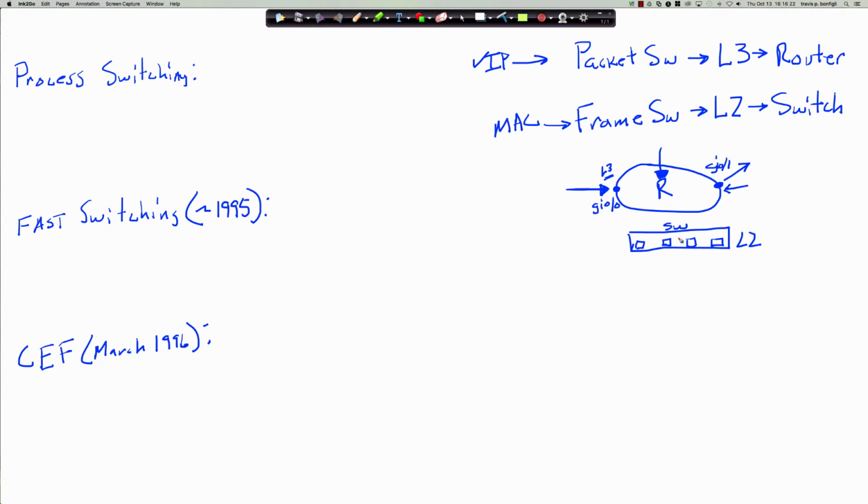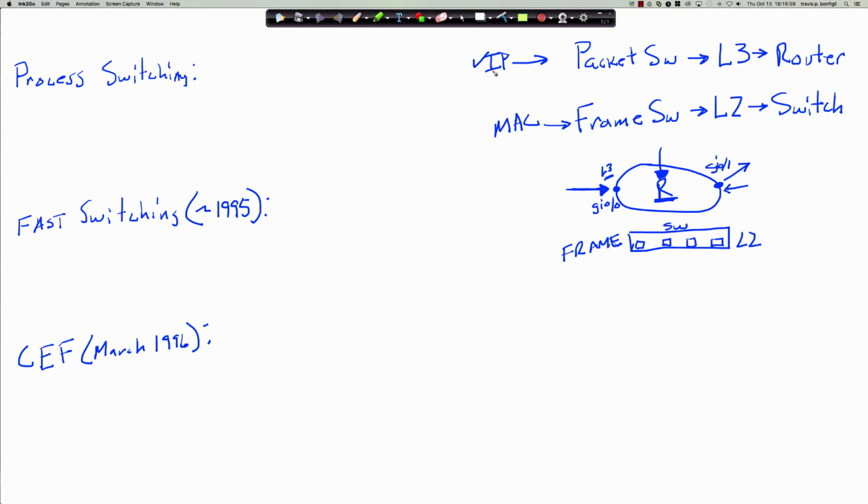But it's not switching frames, the frames that a switch would switch. It's switching IP packets, and that's routing the packets. But in order to route the packets, the router has to internally take the packet off the wire and look at the destination IP address, make a forwarding decision based off of that, and then forward the traffic out the right interface. So it switches the packet internally and sends it out.